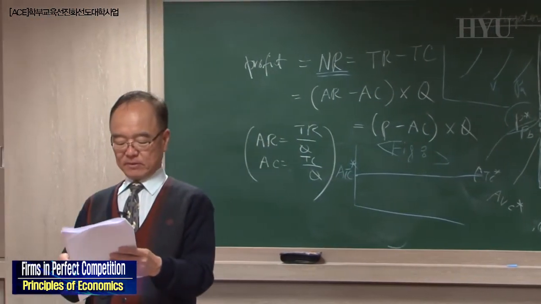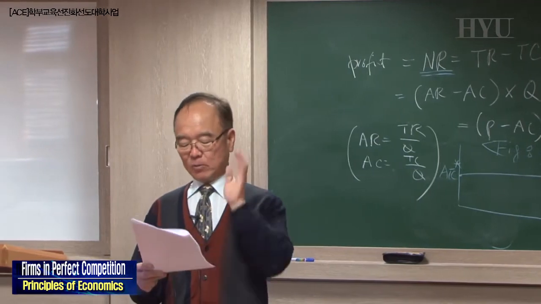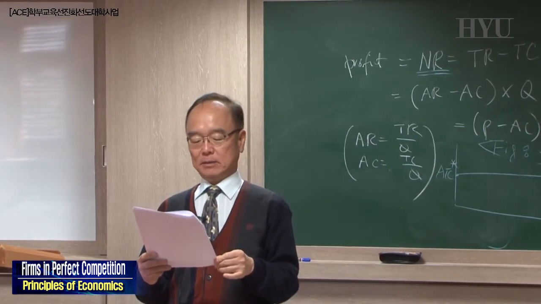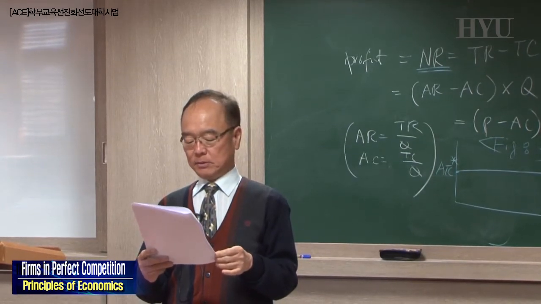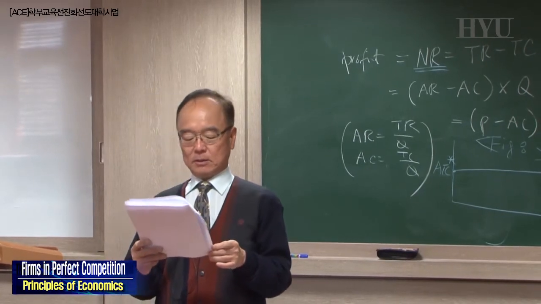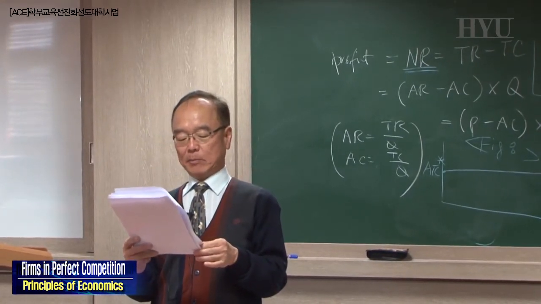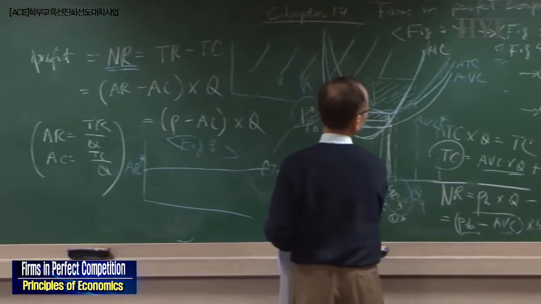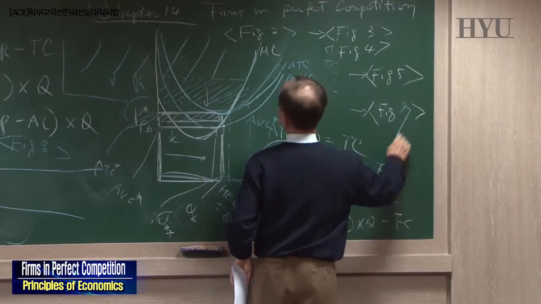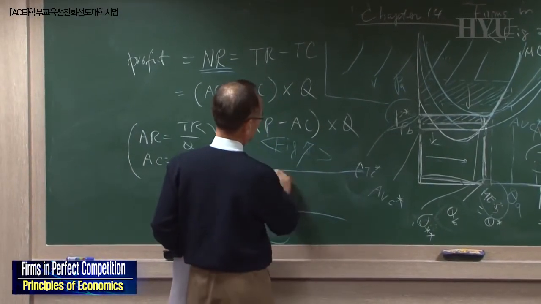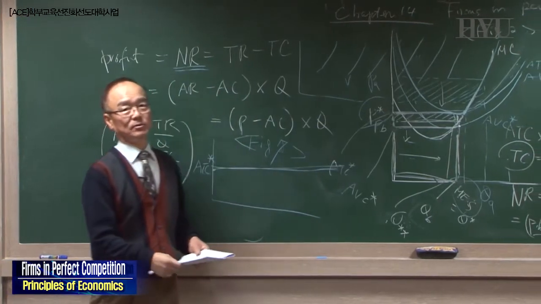Okay, then the following page 9, market supply curve. I explained this before. Figure 7, long-run market supply curve. I made a mistake, this is 7, not 8. So the long-run market supply curve is this one.